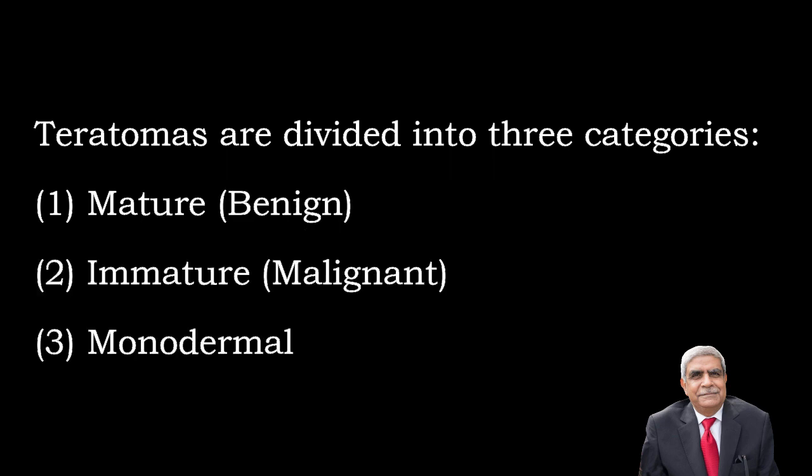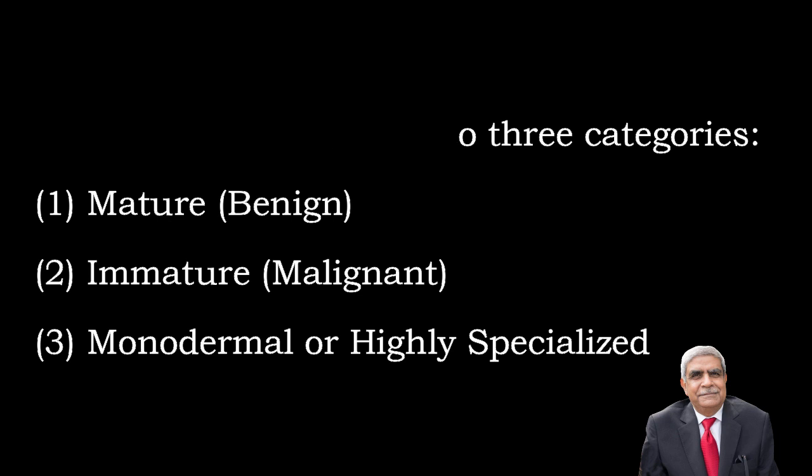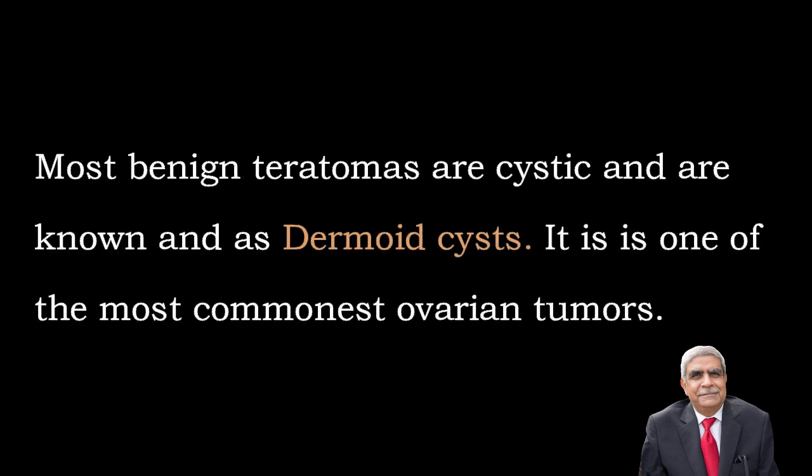We are discussing germ cell tumors of the ovary, and amongst that, teratomas. Teratomas are divided into three main categories. Number one, mature teratoma, which is benign teratoma; number two, immature teratoma, which is malignant teratoma; and number three, monodermal or highly specialized teratomas. Mature teratomas, which are benign teratomas, may be cystic or solid.